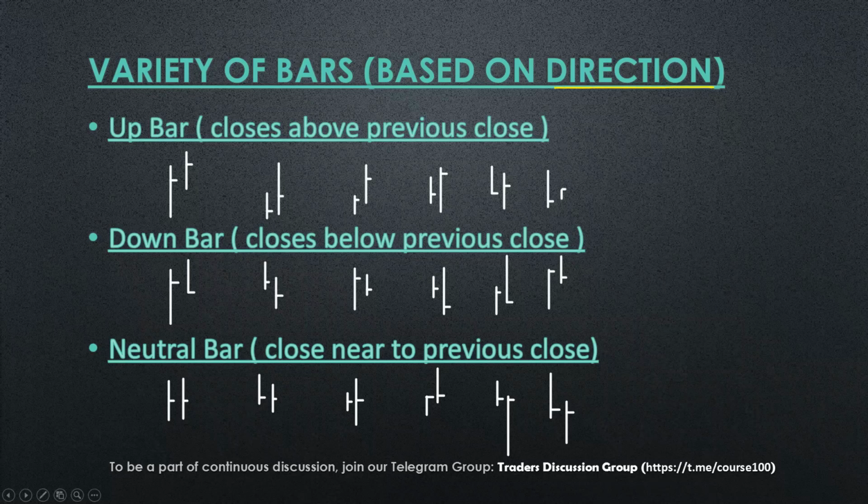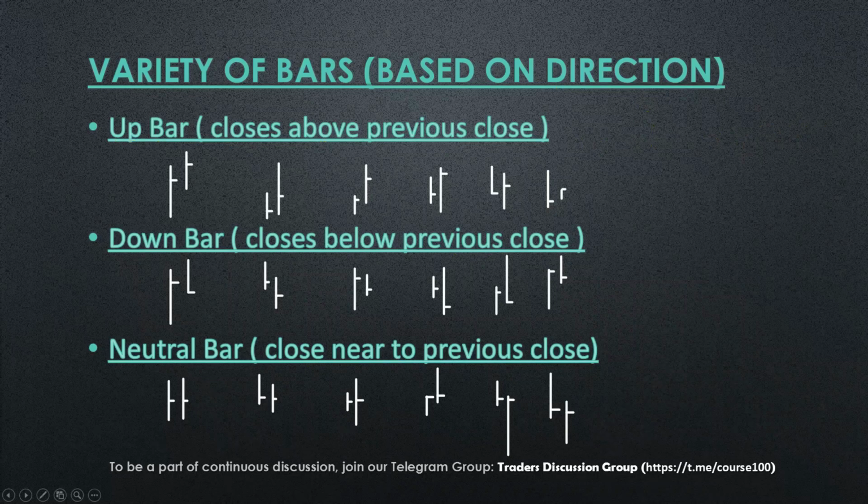where we define bars based on the direction, as in where my current close is depending on the previous close. If my current close is above the previous close, I'll refer to it as an up bar. If my current close is below the previous close, I'll simply refer to it as a down bar. Whereas if my current close is near to, I'm not saying exactly, I'm saying near to the previous close, then I'll refer to it as a neutral bar.